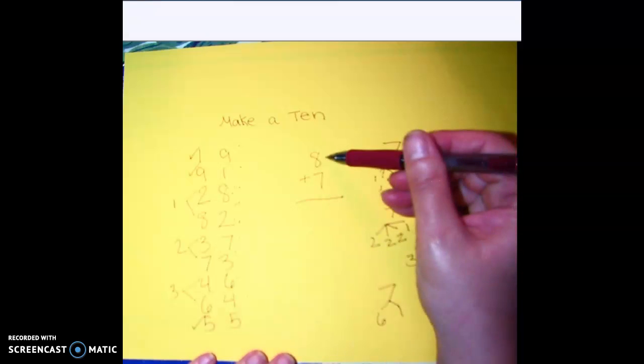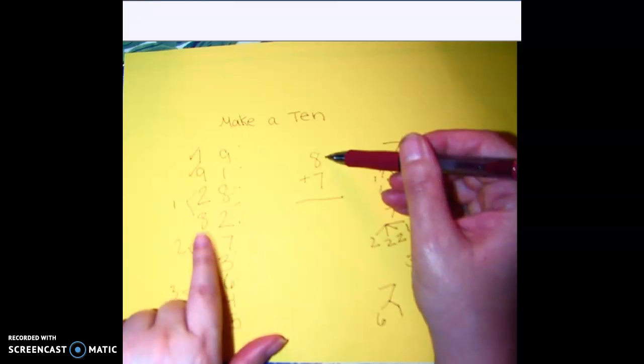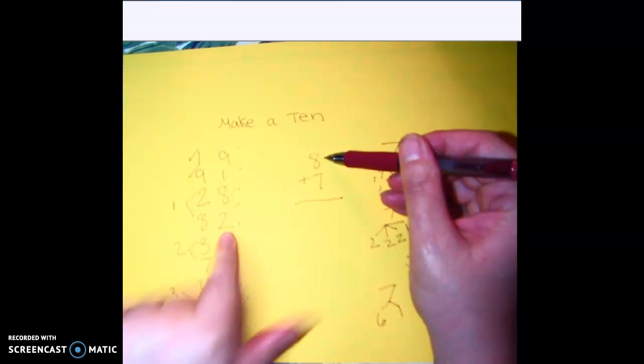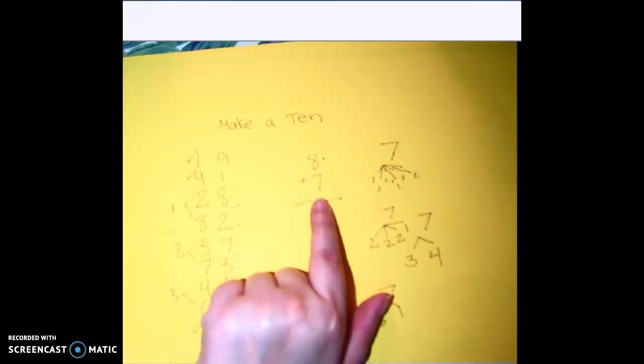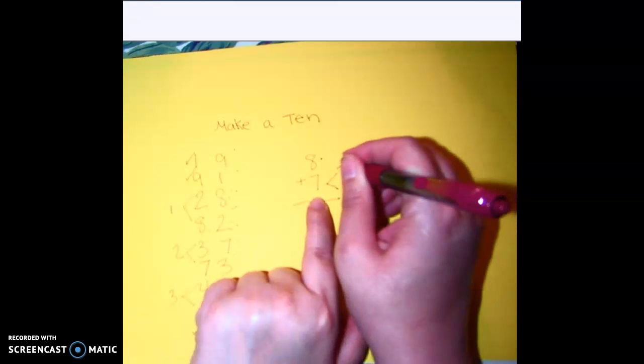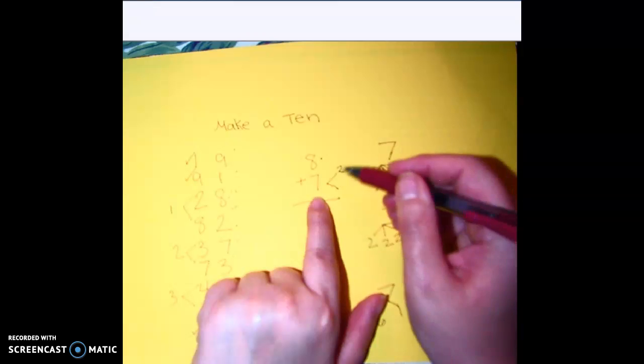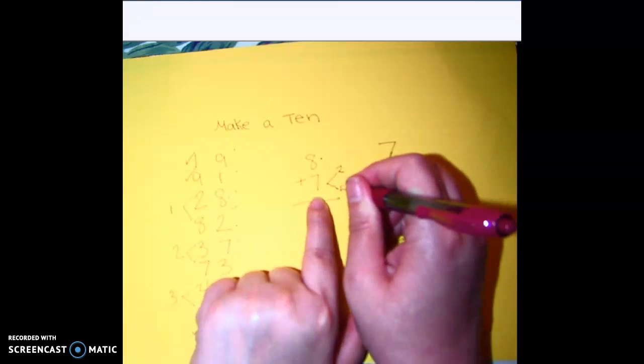I can say to myself, what's going to go with that 8 to make a 10? Well, let's think about it. We over here said, what goes with 8 to make a 10? 2. And inside of that 7, do I have a 2? And the answer is yes. So I'm going to break this apart. And I do, I have a 2 in there. What other number do I also have in there? So if I have a 2 in there, I also have a 5.